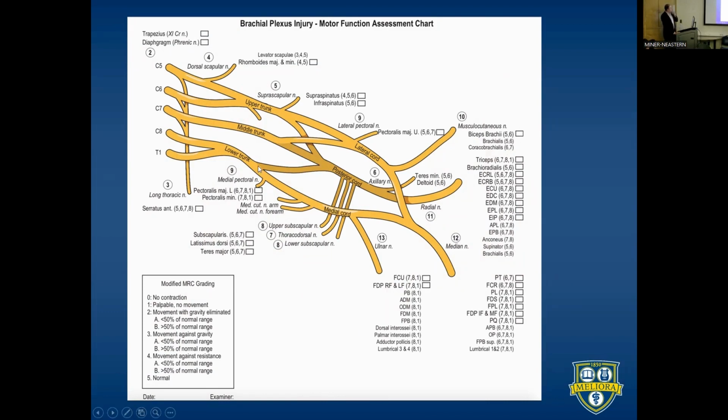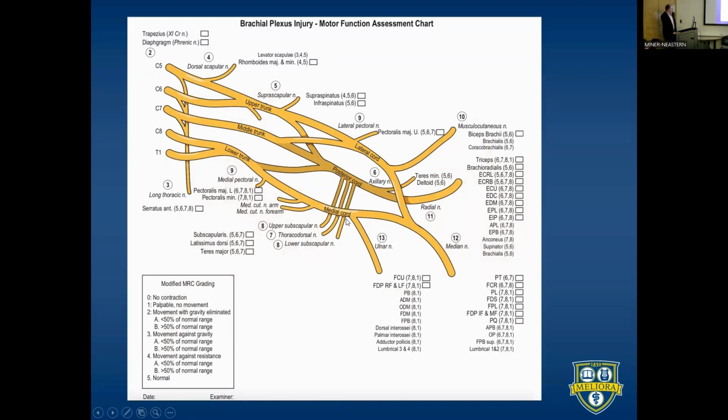But for example, the C5-6 upper trunk lateral cord, when you look at the branches that come just off of that, we're talking about mostly C5 and 6. So you have your suprascapular nerve, which is C5 and 6. You have your pectoral nerve, and your musculocutaneous nerve going to biceps is mostly C6 and 5.